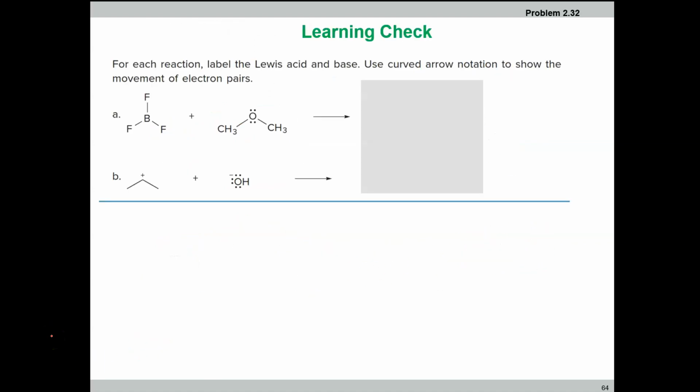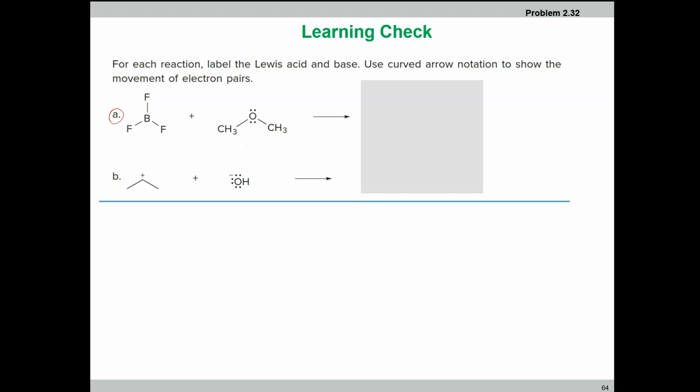Here I'd like you to show, using curved arrow formalism, how these things are going to respond to each other. What is the chemical reaction going to be? And I'll do A for you. I'd like you to do B on your own and post that in our Blackboard space.